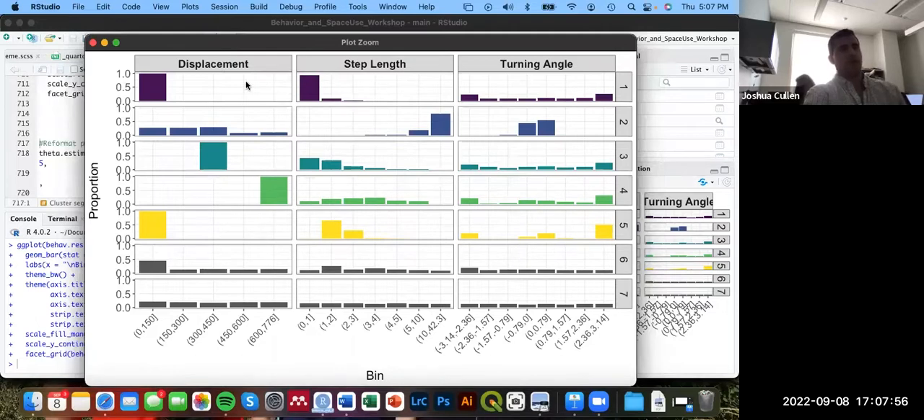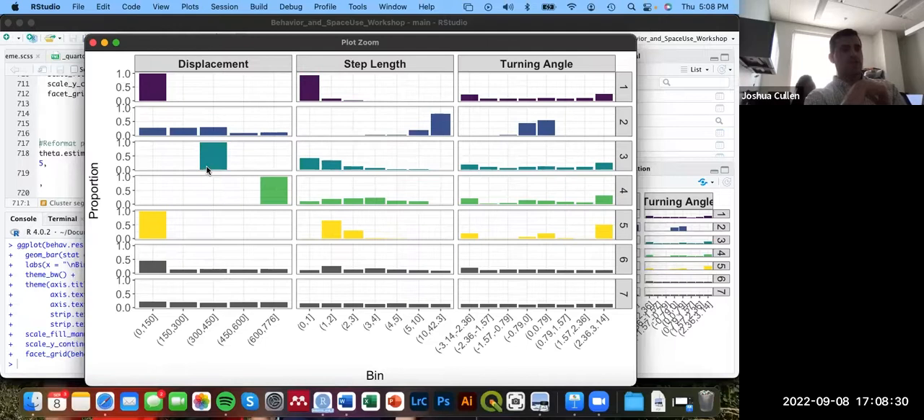So here we have for the first row, displacement is all in this first bin. So it's at the island. Step lengths are really small, turning angles are relatively flat. So this could also be that kind of breeding ARS state that we identified from the M3 model. The second state is relatively flat displacements, high step lengths and turning angles near 0. So this is probably that migratory period or behavioral state.